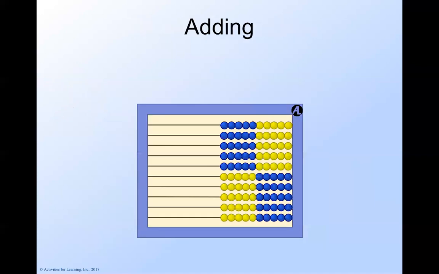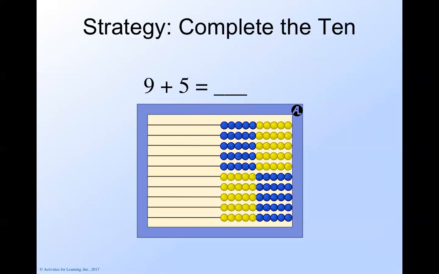So what does adding look like on the abacus? Well, again, with our young ones, we start out with 4 and 3 is, hey, I've seen that before. That's 7. Oh, great. Now, we're going to move up to something a little more complicated this year. So let's look at one of the strategies that we'll get to show our kids.